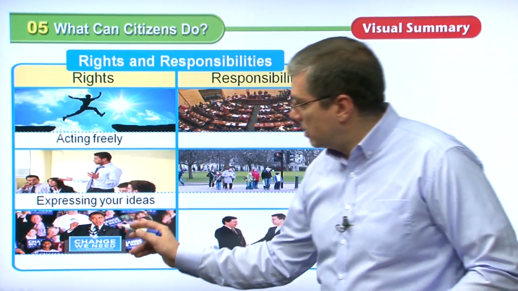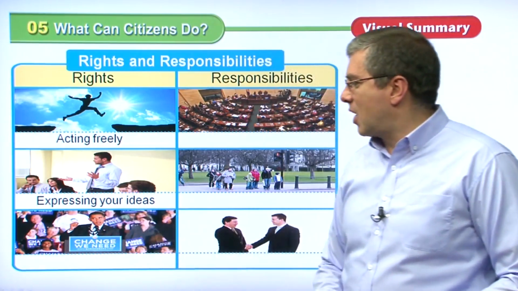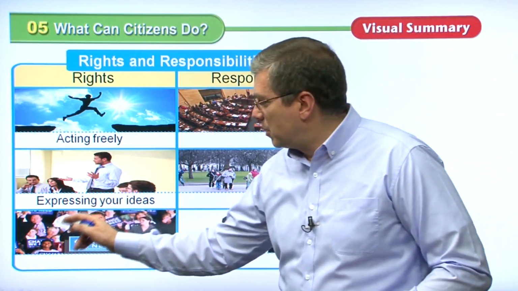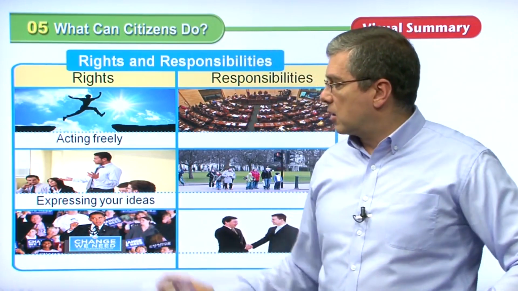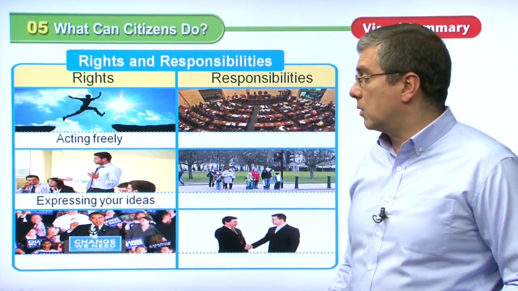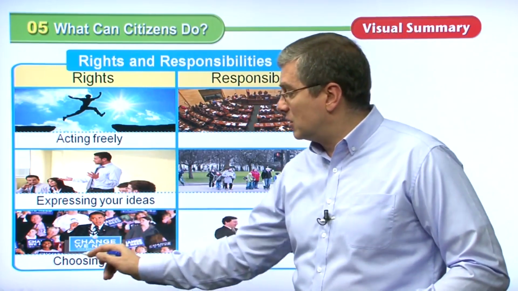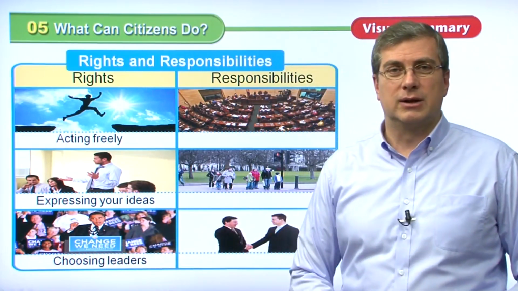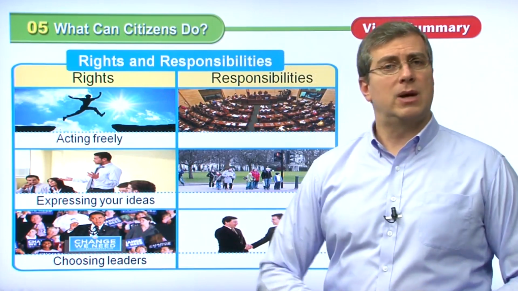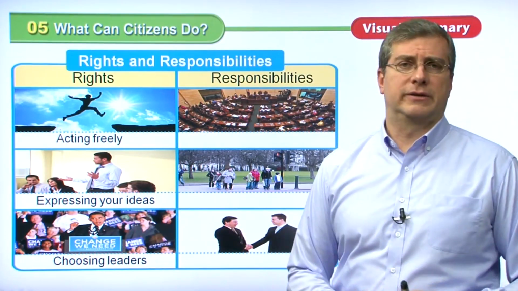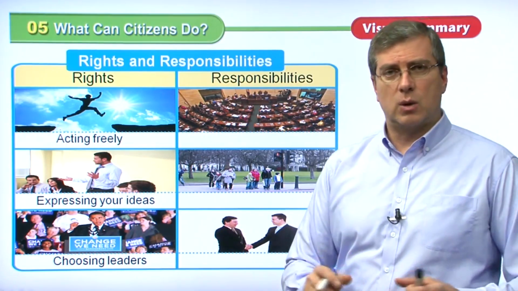Okay, down here we see U.S. President Barack Obama, and we see the people behind him, right? They are going to vote for him or they are going to choose him as their leader. We have the right to choose our leaders. So that is one of our rights. We have the right to choose who we want to lead us. That is one of our rights.